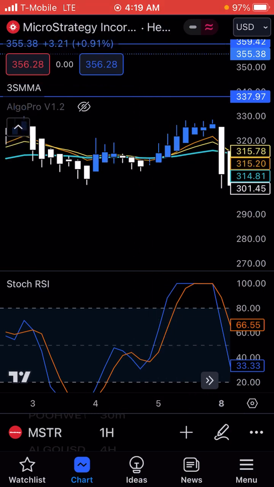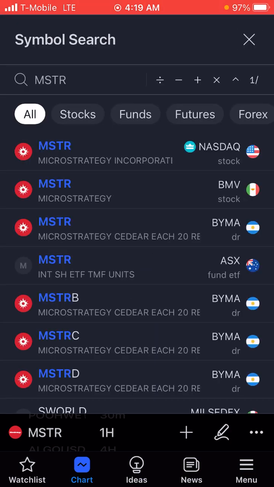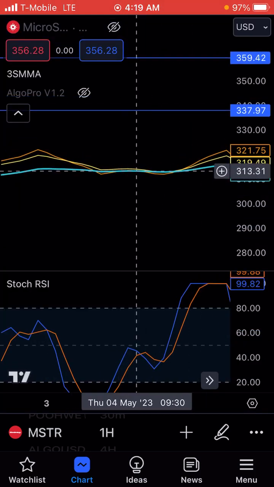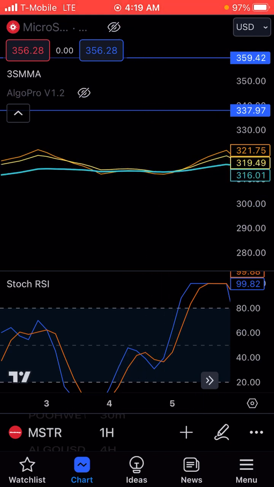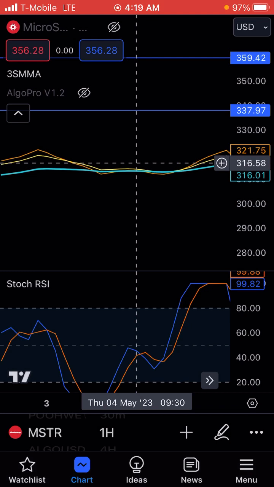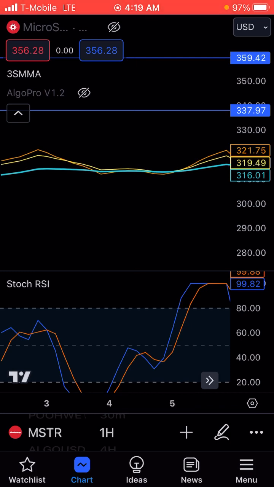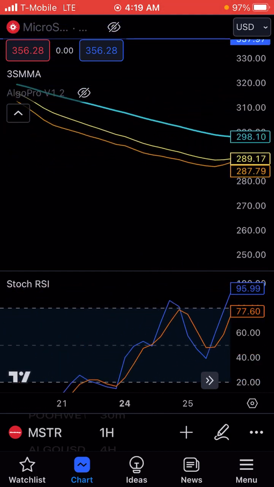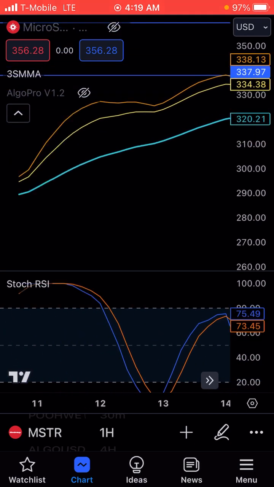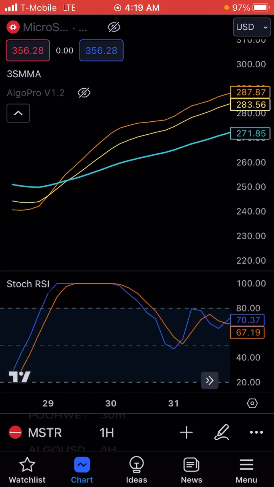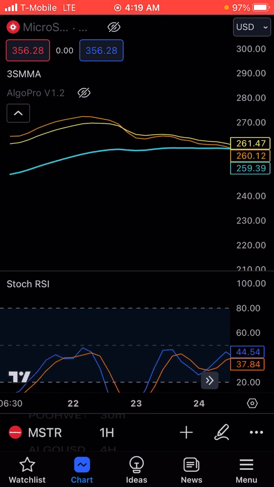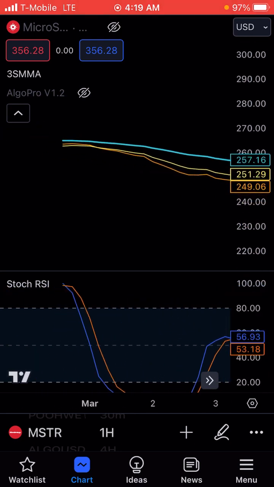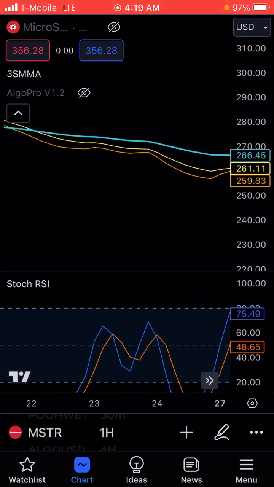I'm on MicroStrategy right now, but we'll look at Bitcoin. Notice the moving averages are jumbled together. This is not a time to go do any trades, because it shows a consolidation period and the market is going sideways. So let's see if we can spot any other times that this is happening. You most likely might find this more with Bitcoin, because MicroStrategy probably doesn't do it as much. So let's go look at Bitcoin real quick.